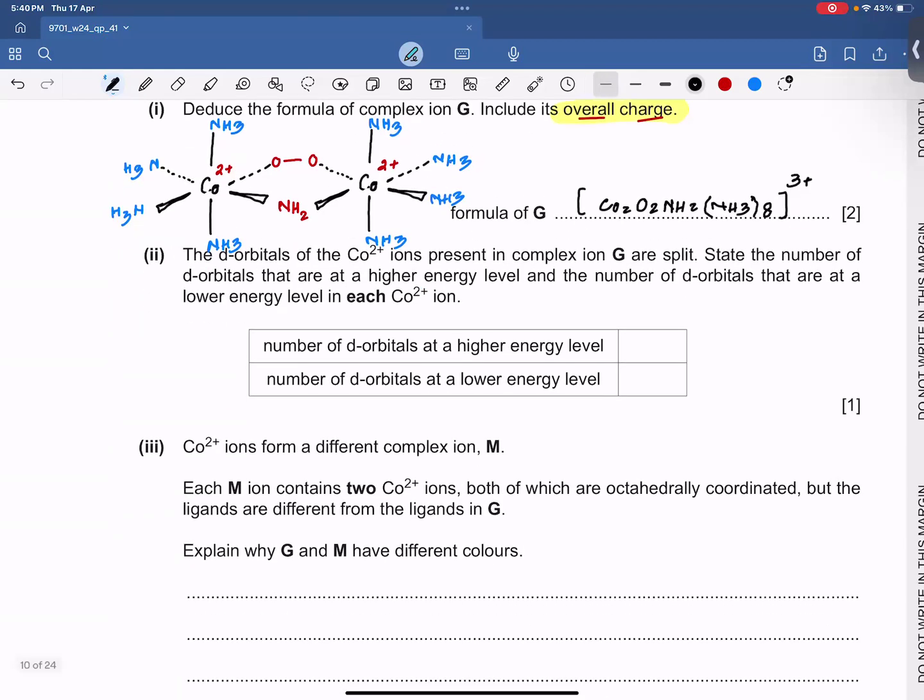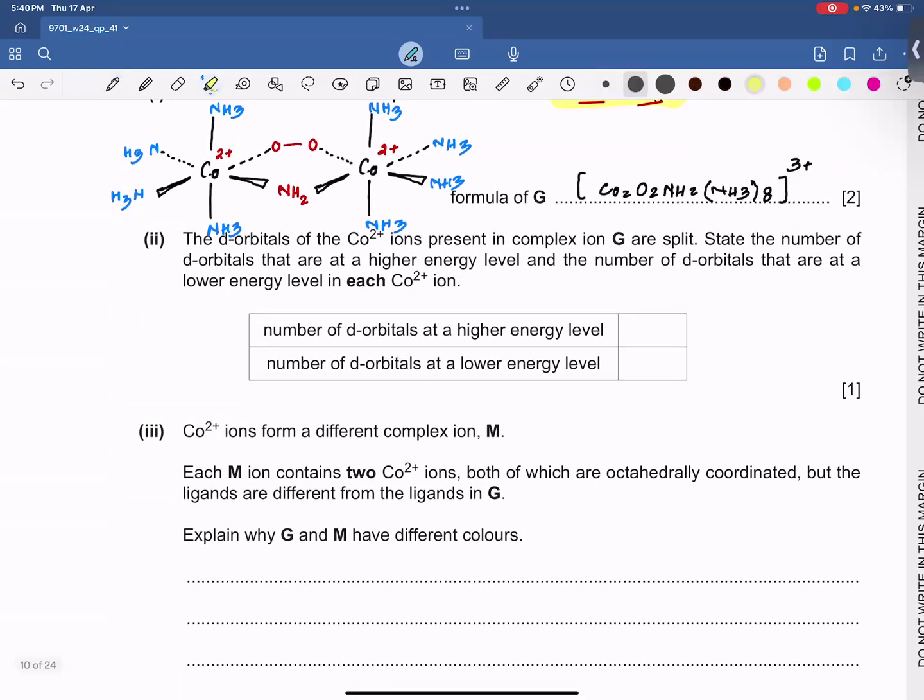Yeah. That's the only possibility I can think about. Let's move on to the next part of the question. The d orbitals of the cobalt 2 ions present in complex ion G are split. State the number of d orbitals that are at a higher energy level and the number of d orbitals that are at the lower energy level in this.